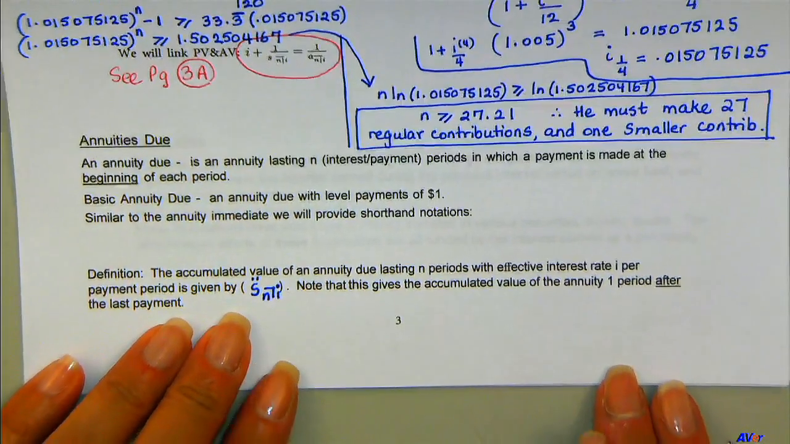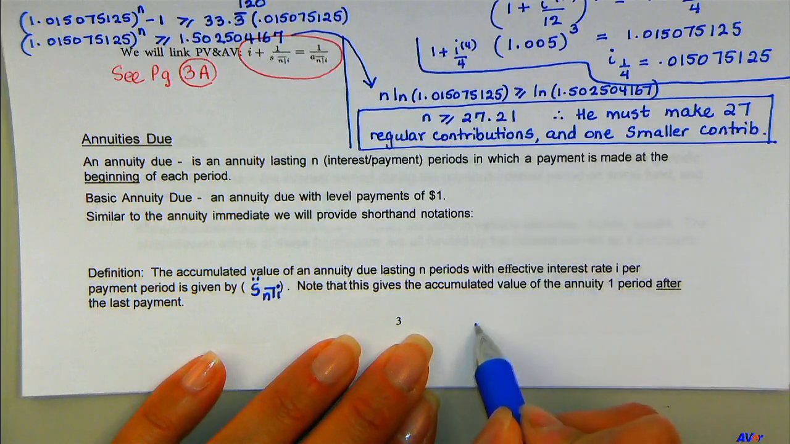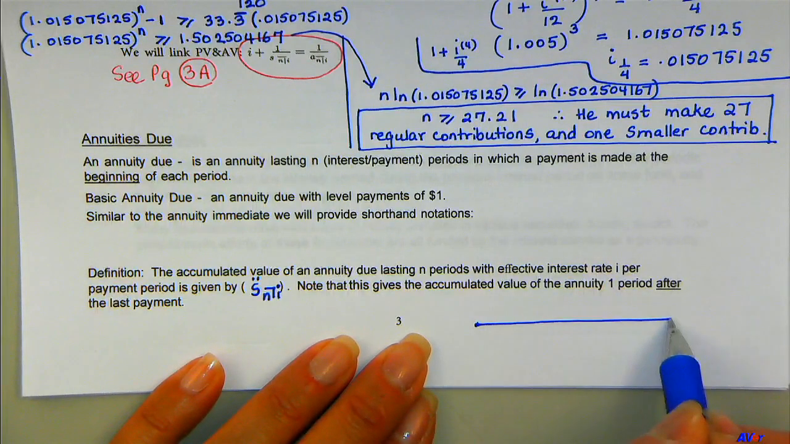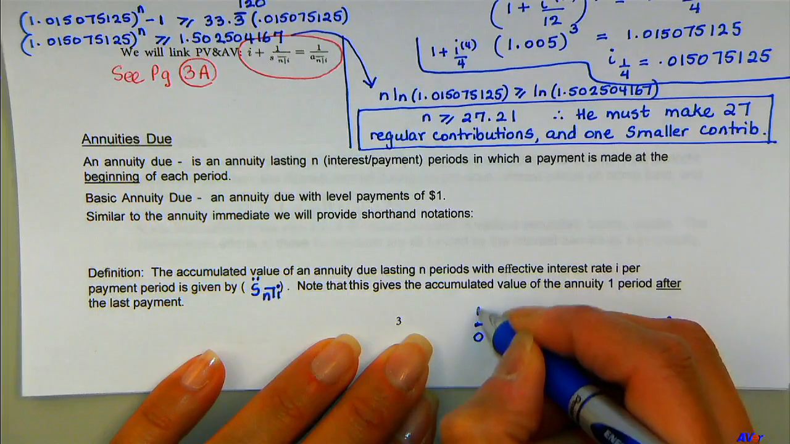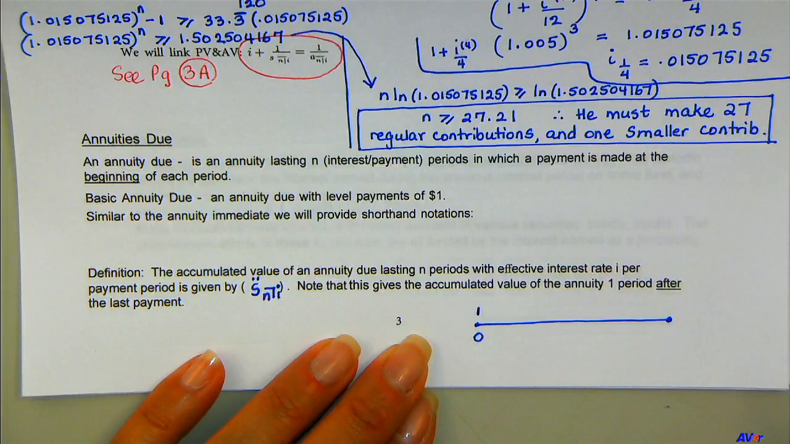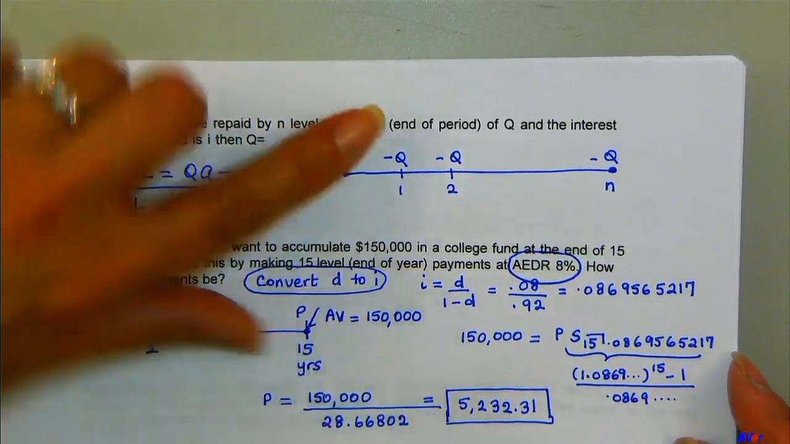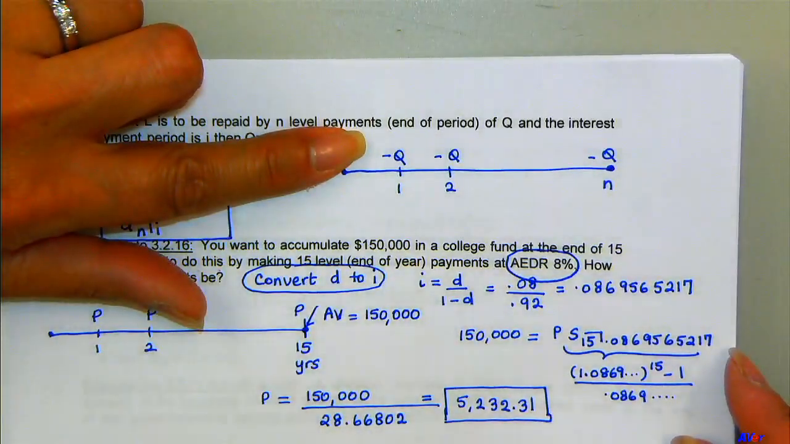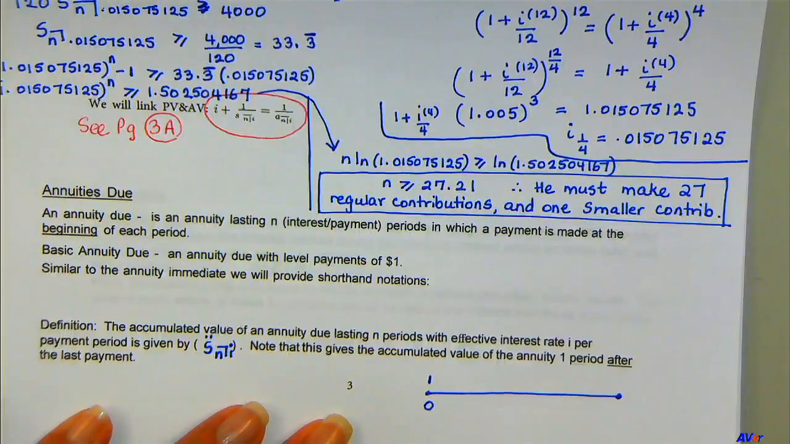Let me draw a timeline so you can see what I mean. So at time 0, there is a payment of 1. Already you should notice the difference between this and annuity immediate, right? Because in the case of annuity immediate, look right here. This was an annuity immediate. There was no payment at time 0. Here, there is a payment now. That's called an annuity due.